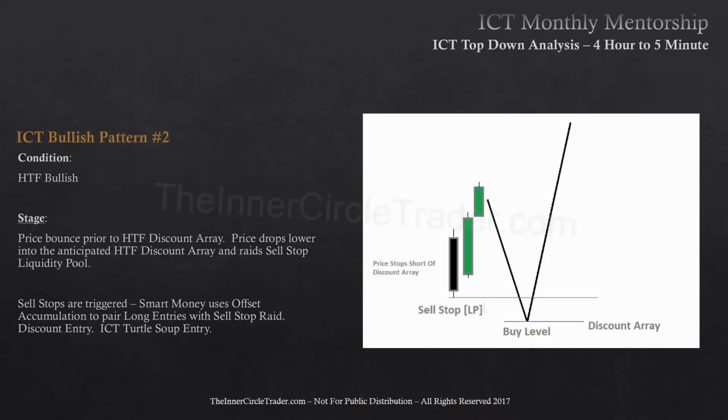Price drops lower into the anticipated higher time frame discount array at a later time and raids sell stops in the form of a liquidity pool. Sell stops are triggered. Smart money uses offset accumulation to pair long entries with the sell stop raid, discount entry, ICT version of turtle soup.